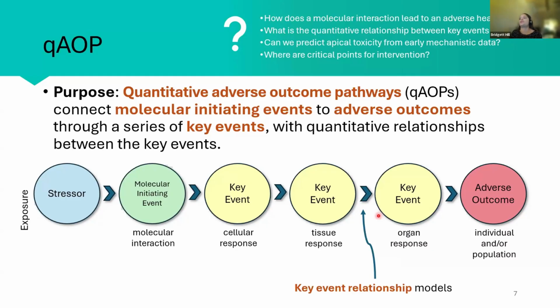And it can be used to answer a variety of different questions. So how can we predict toxicological outcomes such as the adverse outcome? How can we identify critical points of intervention? And how can we use molecular information to predict these key event relationships and adverse outcomes?